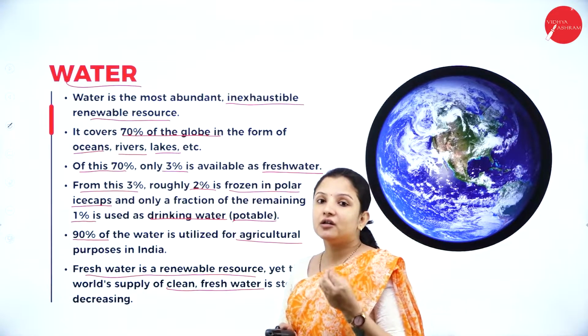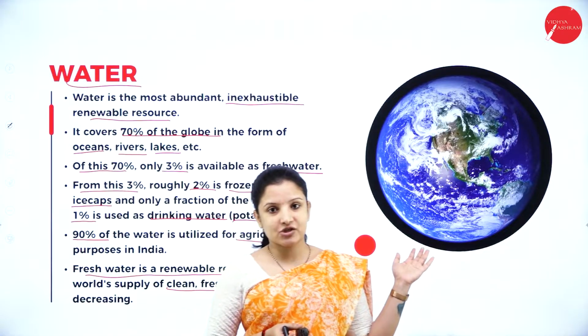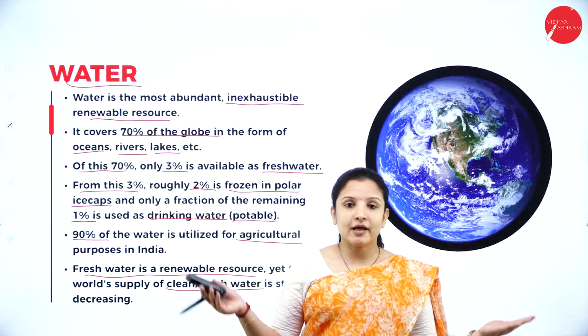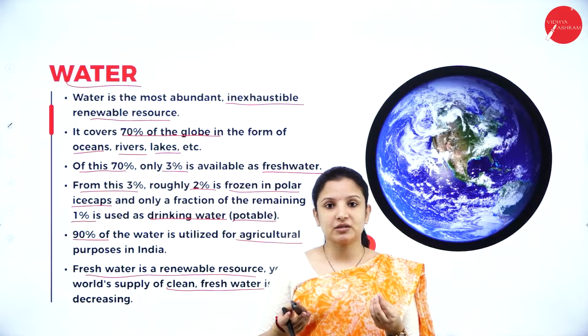Why? Because we have learnt about something called ecological succession in the previous sessions, right? Wherein how the erosion of the soil will occur, then the eutrophication process will take place.